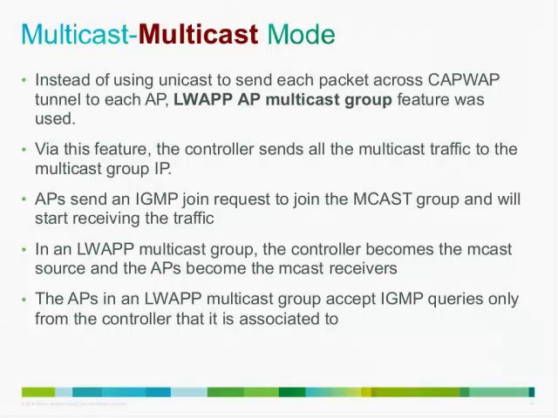All the access points on the controller will join this multicast group using an IGMP join request, and as soon as they join, they will start receiving the traffic. In an LWAPP multicast group, the controller is going to act as the multicast source, and all your access points will be the multicast receivers. You might have a lot of controllers in your network, and your access points might see packets from other controllers as well, but the access points will only process those IGMP queries that come from the controller that it is associated to.